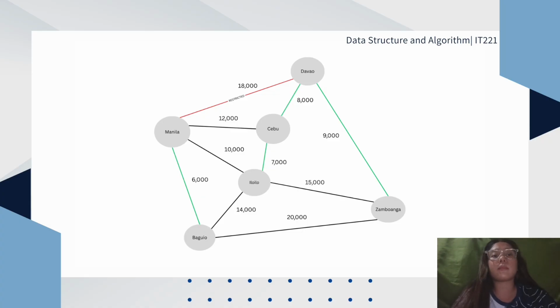This continues the process. 12,000 pesos for Manila to Cebu. We're going to check if the two cities are connected indirectly, and it's connected. Because if we're going to add this route, it will form a cycle, which is not advisable, or it's restricted in the Kruskal algorithm. So we're not going to add this route.